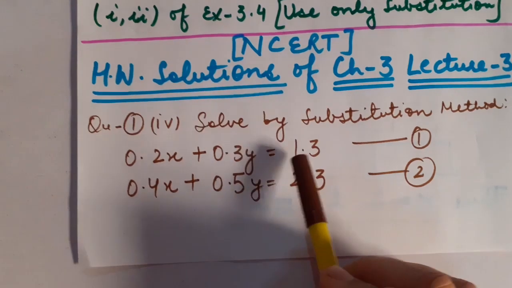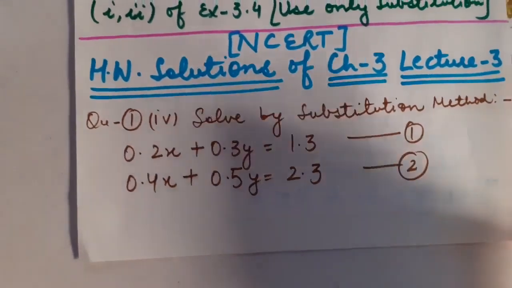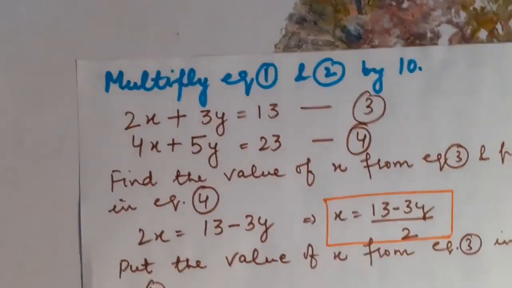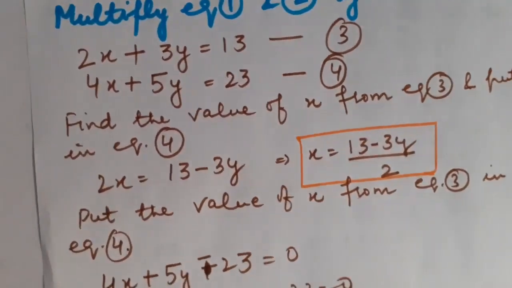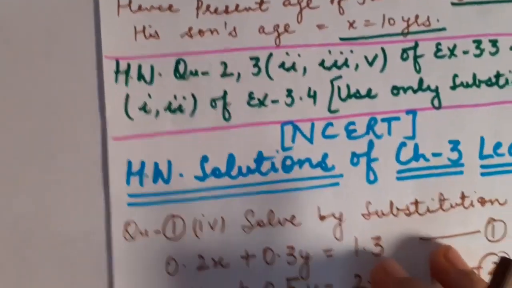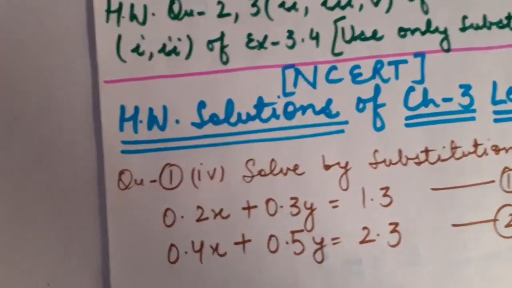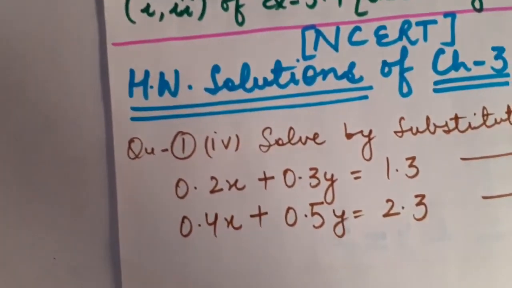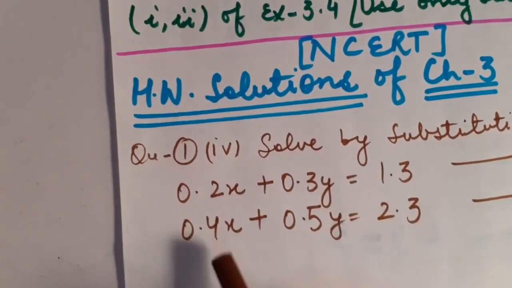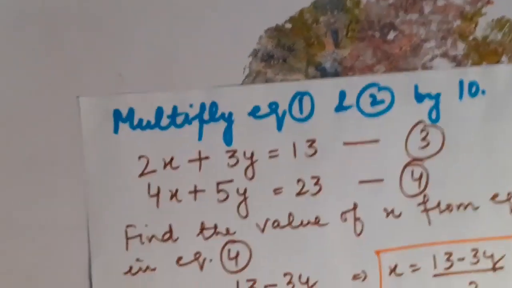0.2x plus 0.3y is equal to 1.3. 0.4x plus 0.5y is equal to 2.3. These are basically 2 linear equations given, right? So we are going to solve them using substitution method. How to simplify it first of all? You multiply both the equations by 10. If you are multiplying 0.2 by 10, you are removing the decimal, right? So it will become 2x plus 3y is equal to 13 and 4x plus 5y is equal to 23. The same I have written here, right?